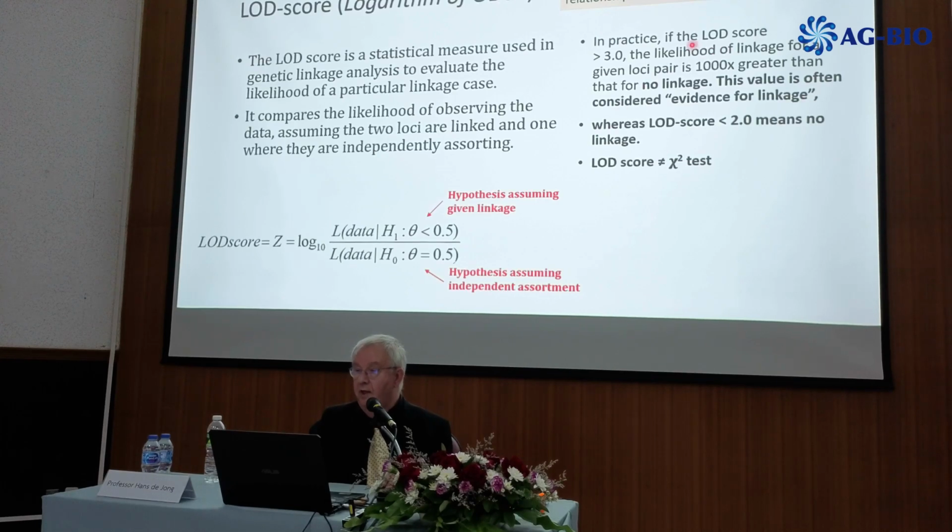In practice, if the lod score, so this quotient, is more than 3, the likelihood of a linkage for a given pair is 1,000 times greater, because we look at a logarithmic scale, than that of no linkage. And this value is, in general, considered as evidence for linkage. And a lod score of less than 2 means no linkage. The lod score, as I mentioned, is a measure for likelihood, a measure for probability, and it's very different from a chi-square test.